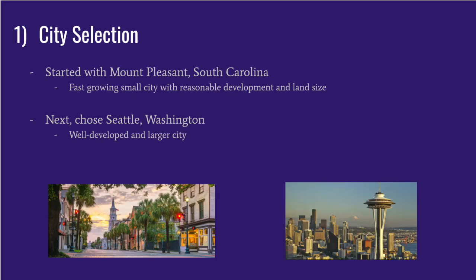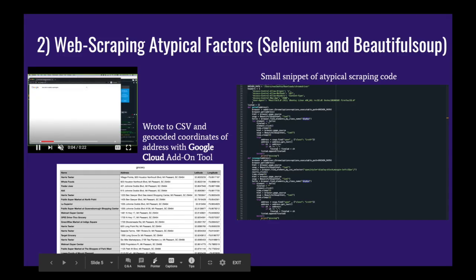We started off with city selection. We started off with Mount Pleasant, South Carolina. They're one of the fastest growing small cities with reasonable development and large land size. This project was very data intensive.